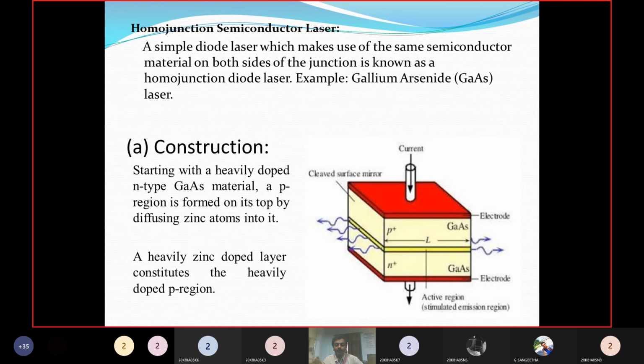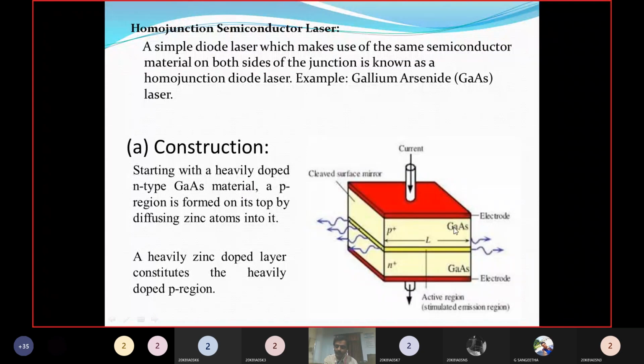What is the relation between amplitude and intensity? I is proportional to A squared, where A is the amplitude and I is the intensity. Intensity is proportional to the square of the amplitude. That is why, because of this optical resonator, the amplitude increases.